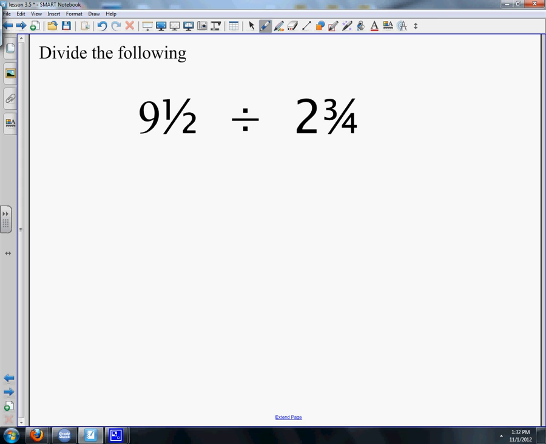So what we have to do first is make both of these numbers improper fractions. So 9 times 2 is 18, plus 1 is 19. So our improper fraction is 19 over 2. 2 times 4 is 8, plus 3 is 11. 11 over 4 is our improper fraction there.